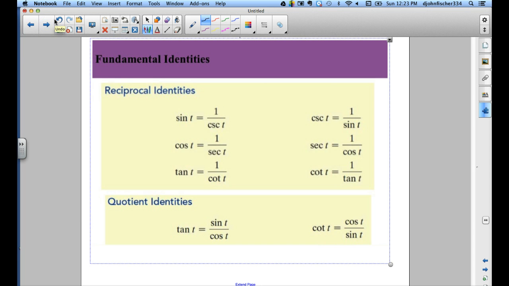Some more identities. You'll notice that we have a lot of identities for trigonometry. We have tons of them, and we're going to keep using them. Sine is, like I said, the reciprocal of cosecant. So 1 over cosecant is equal to sine. Cosine is 1 over secant. Tangent is 1 over cotangent. Cosecant is 1 over sine. Secant is 1 over cosine. Cotangent is 1 over tangent. Now the quotient identities: tangent is sine over cosine, and cotangent is cosine over sine. So if we know some values, we can work them out very easily as we go through these problems.